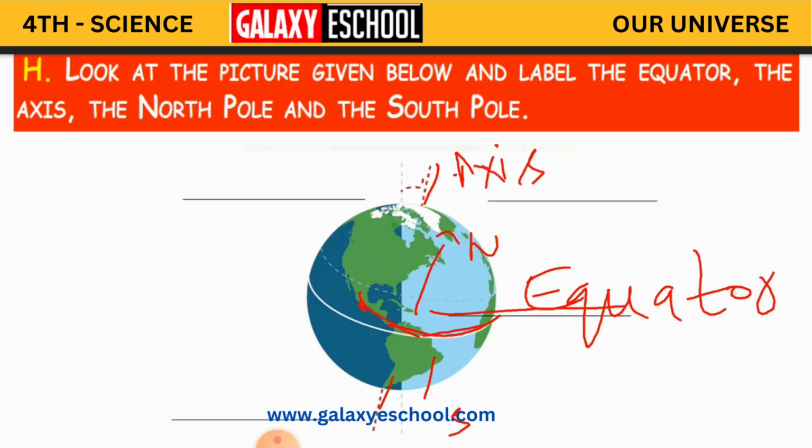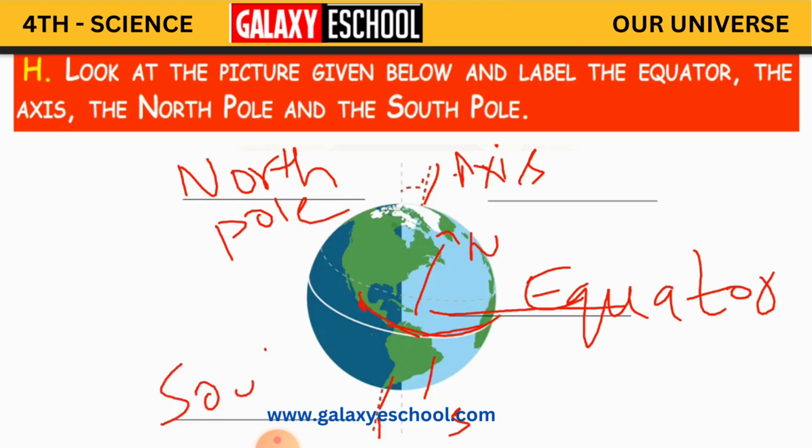And the north pole. North pole is this side. Either you can write here or there. I am writing here because already we have written axis there. This is the north pole. And here down, this is the south pole. Clear, children?